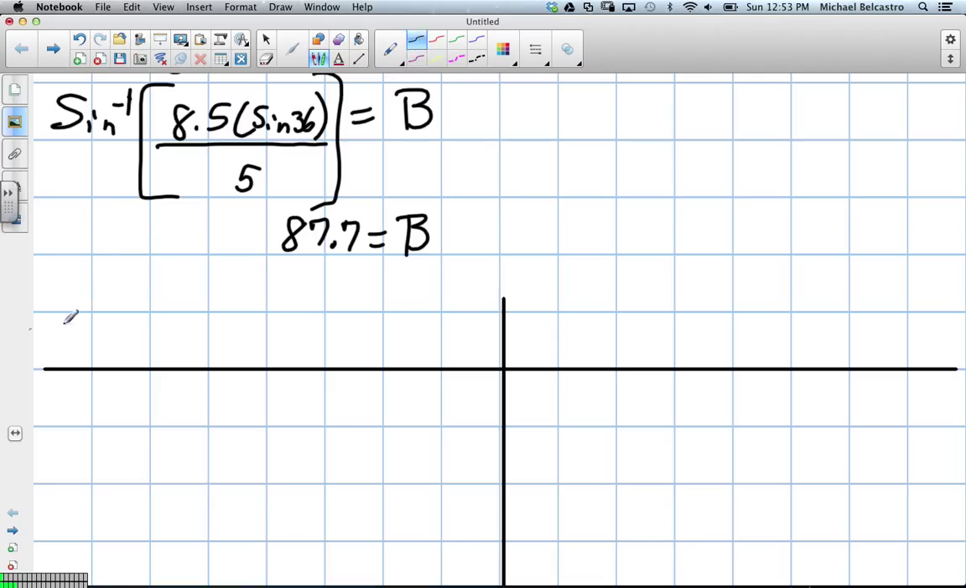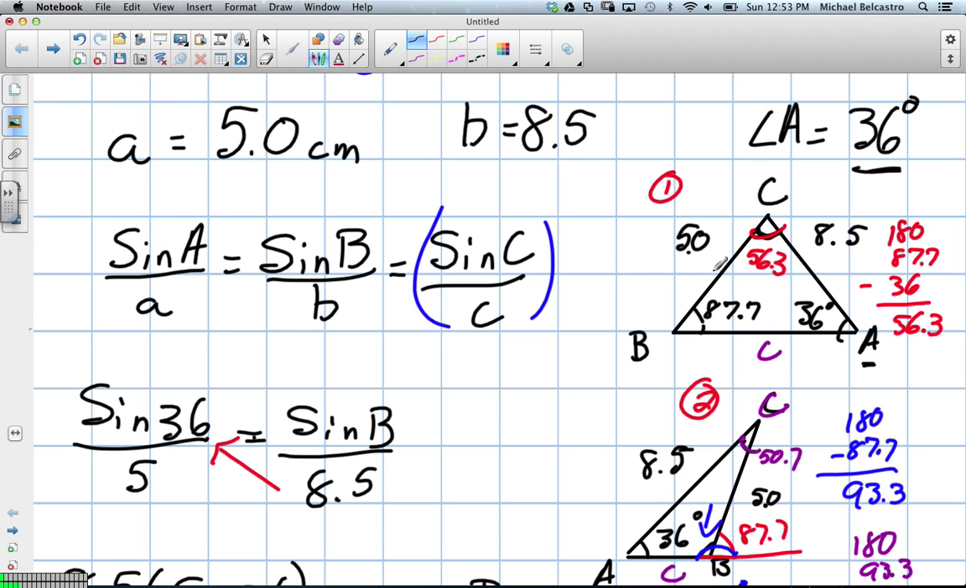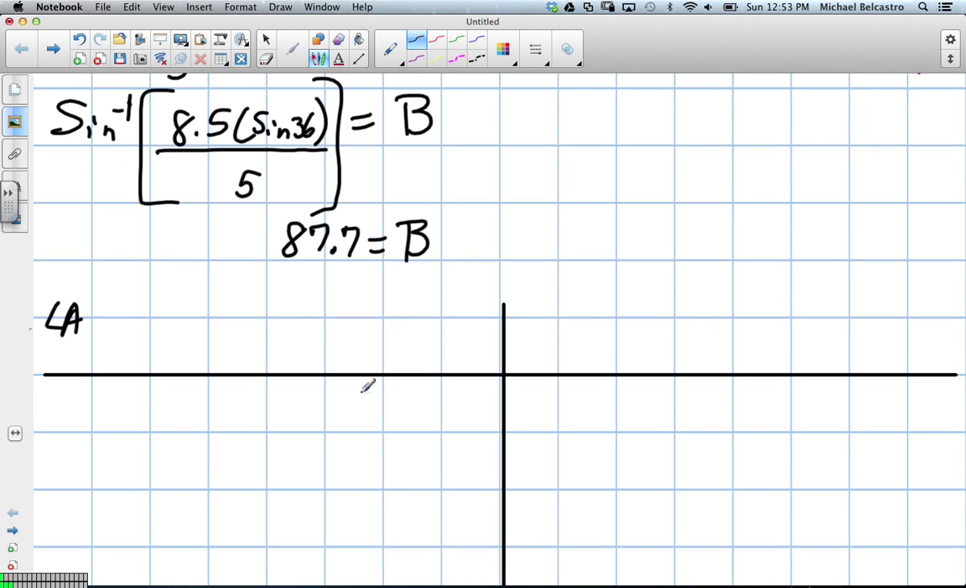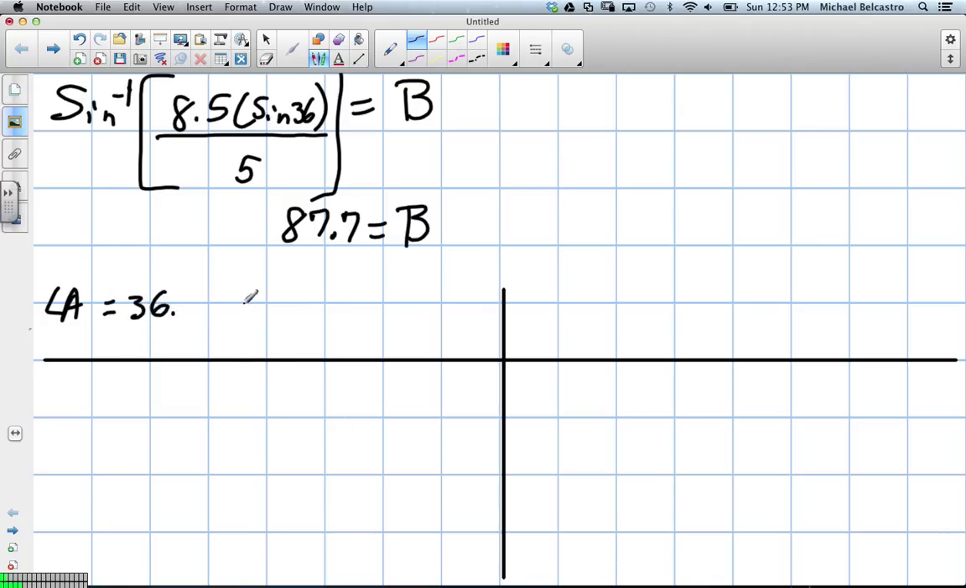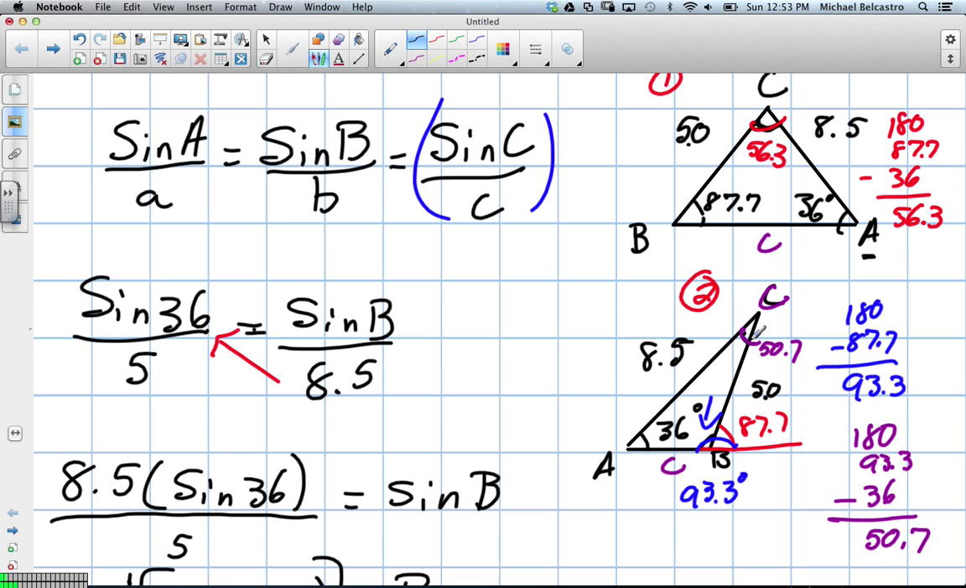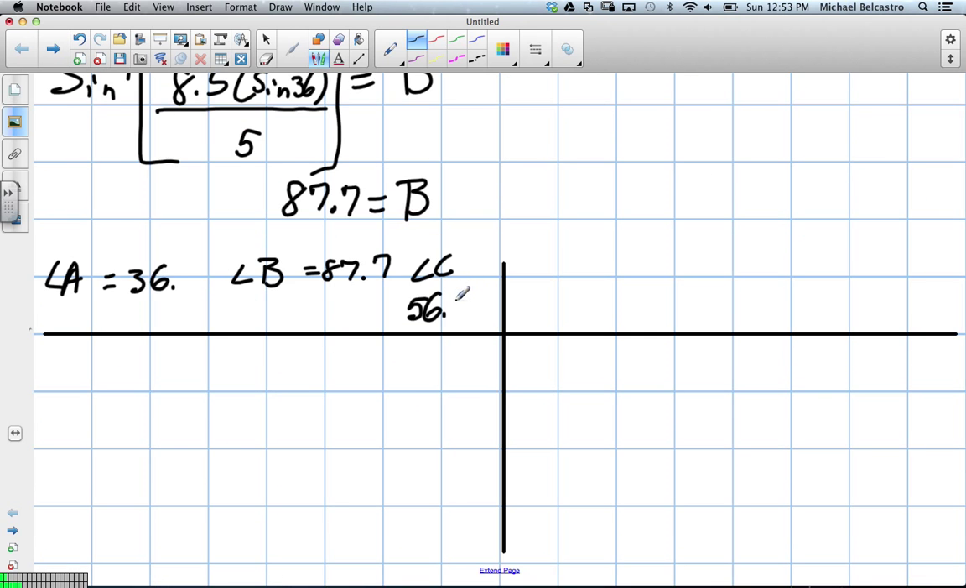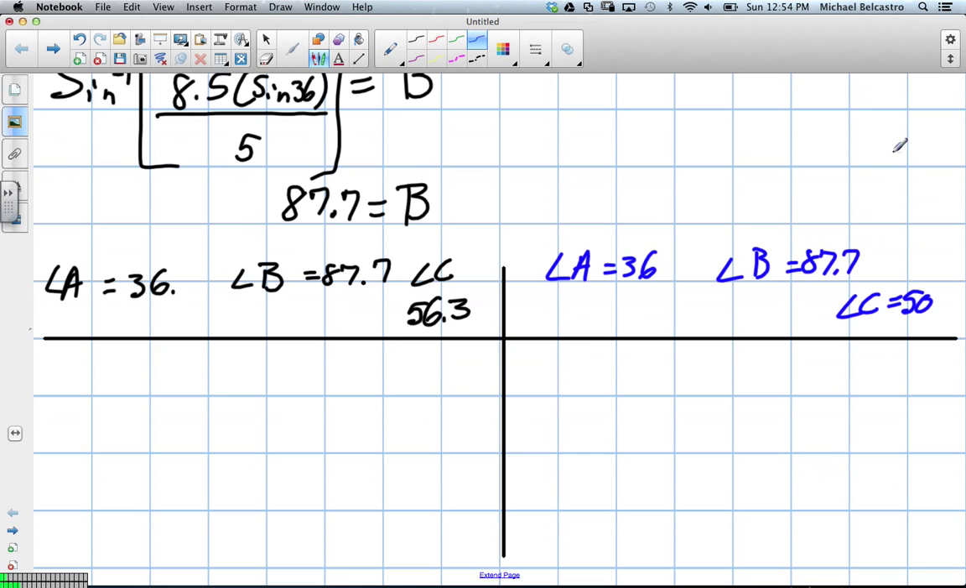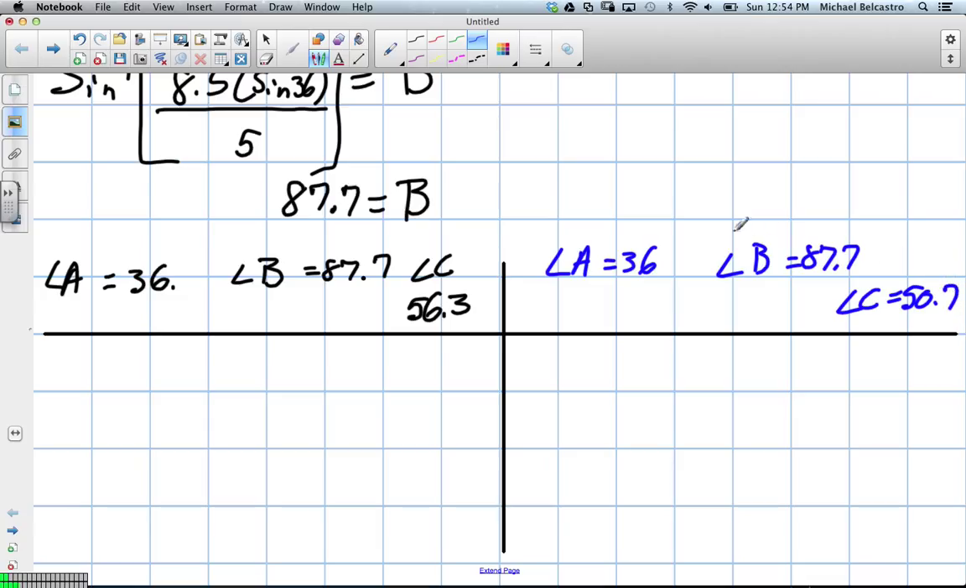And in one version, the information we have was angle A is 36, angle B is 87.7, and angle C in this version was 56.3. And our other version, we'll do in blue, A and B are still the same. It's just our angle C that's different. Angle C we said was 50.7. And our side lengths are still the same.